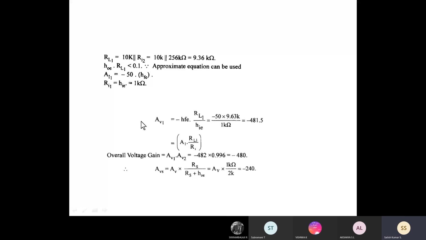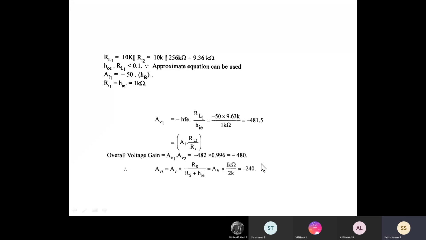So the first transistor voltage gain has a negative sign. For a common emitter, obviously you will get that negative sign, because it is 180-degree phase shifted. That's why we are getting a negative sign. Minus 481.5. The overall gain is AV, the product of AV1 into AV2. So AV1 we are getting as 482, and AV2 we obtained earlier as 0.996. The product of these two, you will get the negative sign again, that is 480. This is the overall gain.